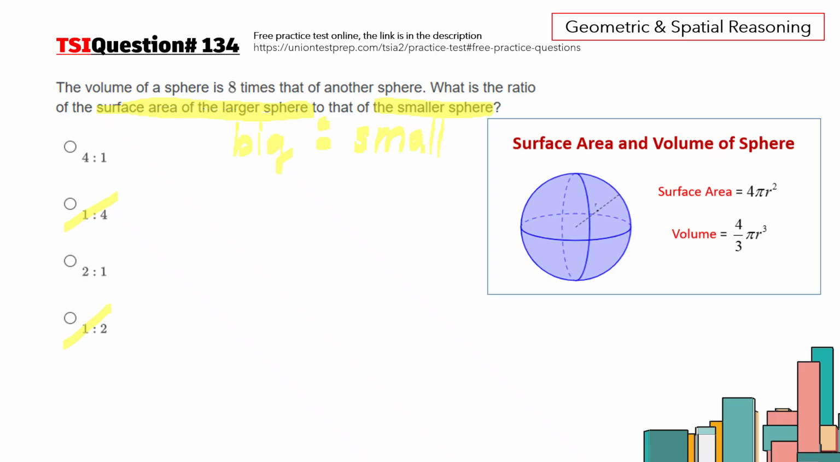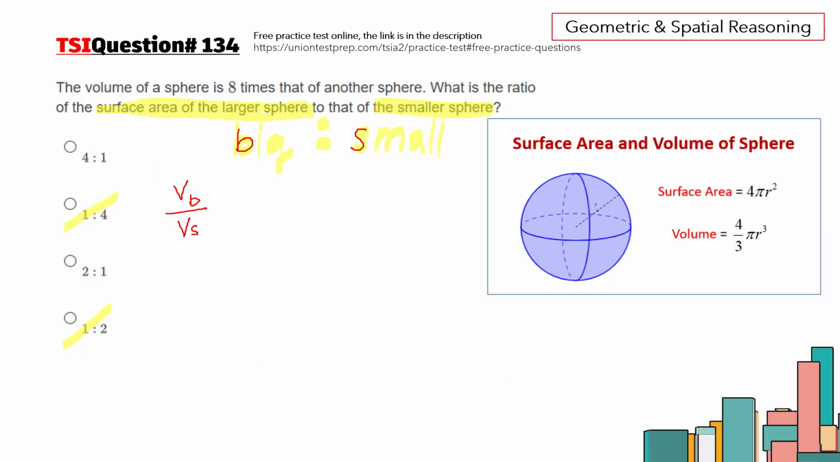Now we can start with the problem. The larger sphere I call the B sphere for big, and for the small sphere I use S. So let's calculate the volume. The volume of the bigger to the smaller is 8 times. So let's write down the volume of the bigger over the volume of the smaller.